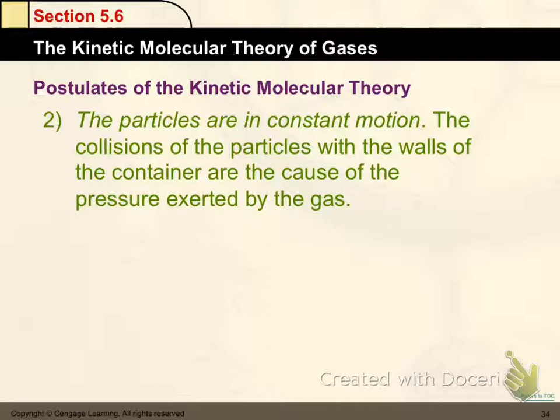All right, so postulate number two of the theory. These particles that make up the gases are in constant motion. They're always moving. And the collisions of the particles with the walls of their container are the cause of the pressure exerted by the gas. So we never think about particles being standing still. That would be the definition of absolute zero, 0 Kelvin. But we can't theoretically reach that point, so we say that the molecules are in constant motion. And the more molecules we have in motion, the more exertions on the walls of the container, the higher the pressure. Also, the faster those molecules are moving, the more collisions with the container, so again, the higher the pressure.